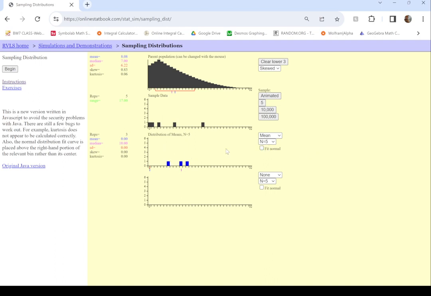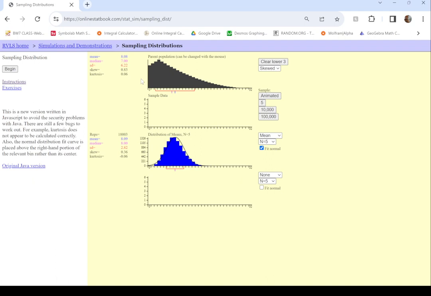All right, let's speed up the process here. Let's do 10,000 of them. So this is a rather large number. What we're seeing again is the mean. These are in blue. All of these represent the samples that we take, and we take the mean of those samples of size 5.